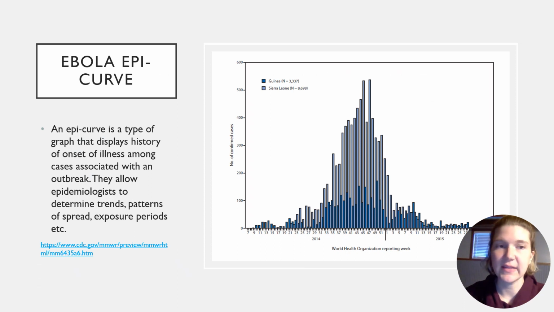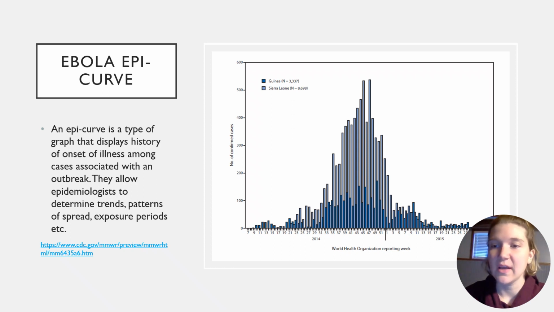I wanted to provide the class with an Ebola epi curve. However, they don't have one specific to Ebola Reston, so I used a more recent epi curve from 2014 to 2015 in Guinea and Sierra Leone. An epi curve is a type of graph that displays the onset of illness among cases associated with an outbreak, and it allows epidemiologists to determine trends, patterns of spread, and exposure periods.